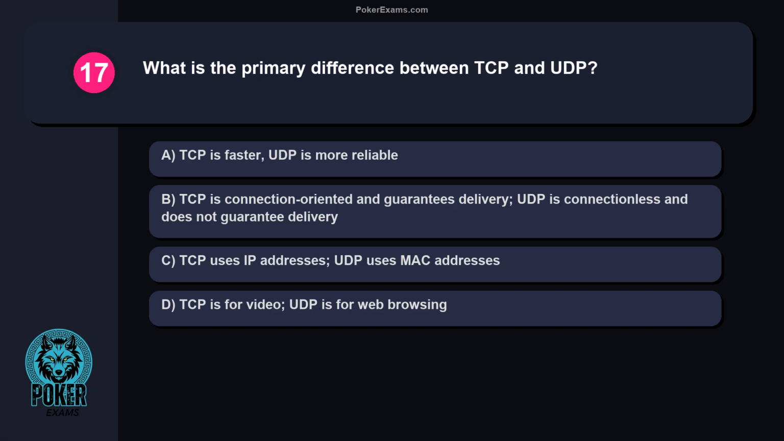Question 17. What is the primary difference between TCP and UDP? TCP is faster, UDP is more reliable. TCP is connection-oriented and guarantees delivery. UDP is connectionless and does not guarantee delivery. TCP uses IP addresses. UDP uses MAC addresses. TCP is for video. UDP is for web browsing.